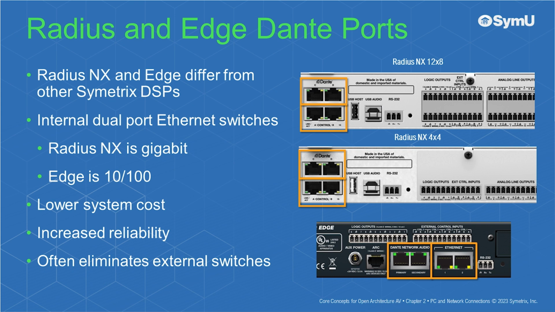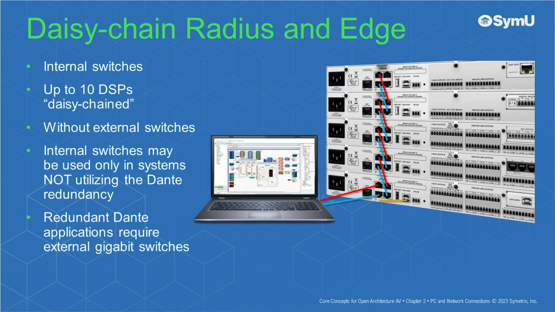Radius NX and Edge differ from other Symetrix DSPs in that they have internal dual-port Ethernet switches. Radius NX is gigabit, Edge is 10/100, which lowers system cost, increases reliability, and often completely eliminates the need for external switches. By making use of the internal switches in Radius and Edge, 10 or fewer DSPs may be daisy-chained.